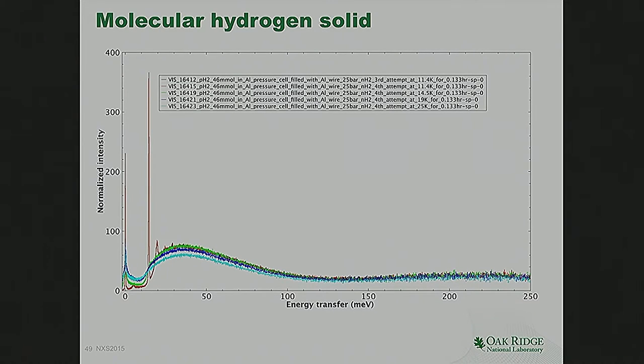If you look at molecular hydrogen in the solid, what you have is a very sharp line. As you go across the melting point, so hydrogen goes from a solid into a liquid, this rotational line disappears. So the rotational line of hydrogen is an indication of what is the state of hydrogen in matter, the molecular hydrogen in matter.